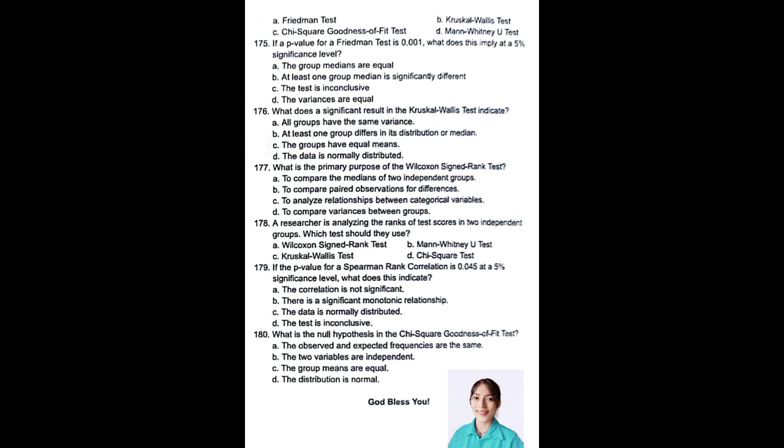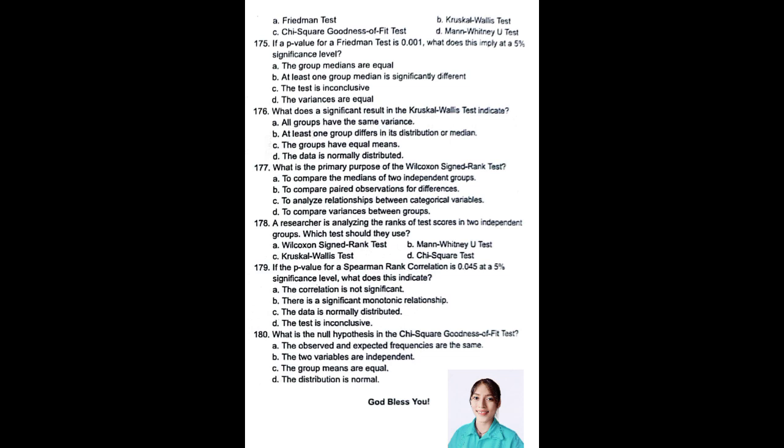Then we have 179. If the p-value for a Spearman rank correlation is 0.045 at a 5% significance level, what does this indicate? This indicates there is a significant monotonic relationship. So that's option B. So what is a monotonic relationship? It is a scenario where the size of one variable consistently increases or decreases as the other variable also increases or decreases. So that is a monotonic relationship.